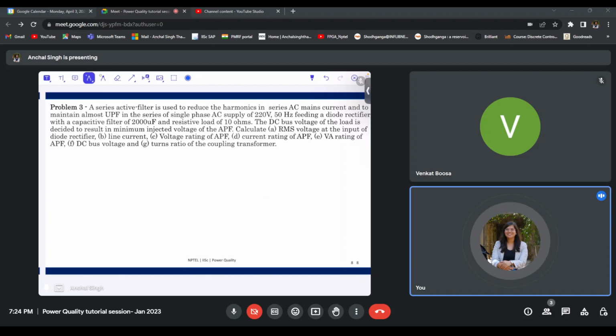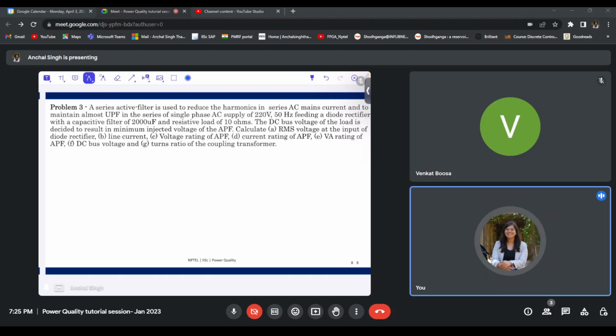Let us move on to the next question. In the next question, we have been asked to calculate a series active filter. A series active filter is used to reduce the harmonics in the series AC mains current and to maintain almost unity power factor in a single phase AC supply of 220 volts, 50 hertz, feeding a diode rectifier with a capacitive filter of 2000 microfarad and a resistive load of 10 ohms. The DC bus voltage of the load is decided to result in minimum injected voltage of the active power filter.